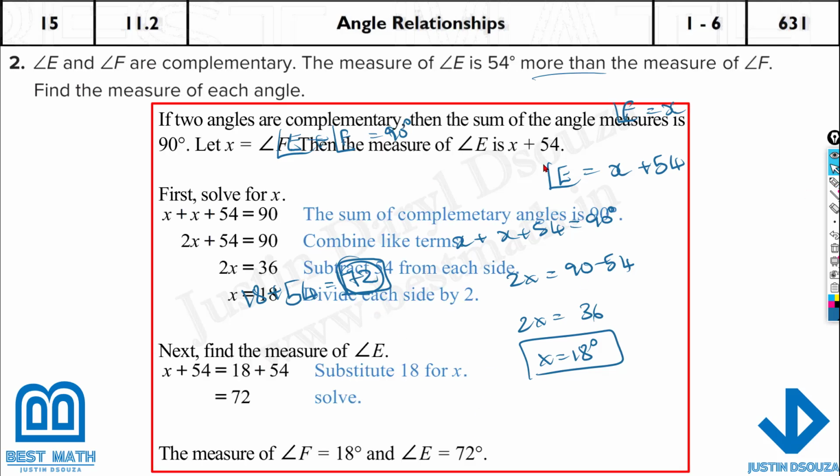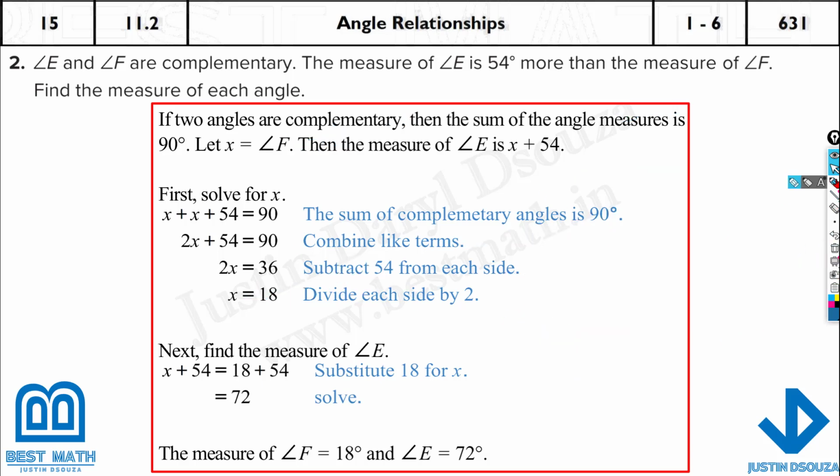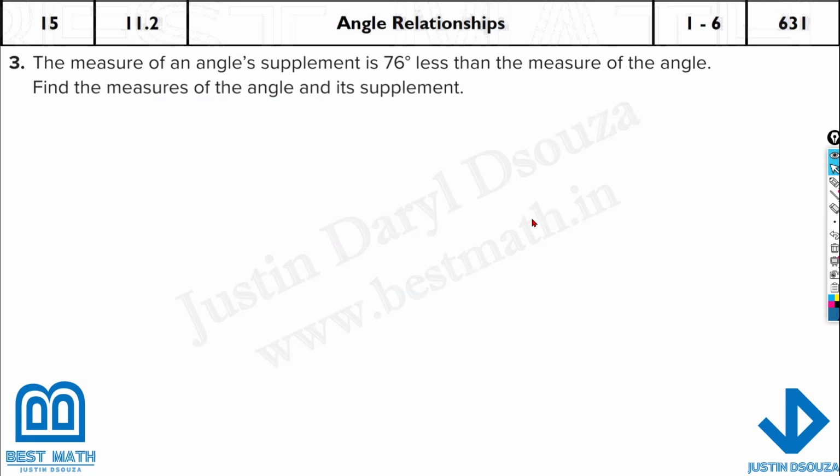Okay, now here there's one important thing. You just don't have to select any two. Very important to know. F is 18 because they've clearly mentioned E is 54 more than F, isn't it? So you can't write 18 for E. E must be 72, F must be 18, because they've clearly mentioned in the question that E is more than F. So the smaller one will be F and E will be the greater one.